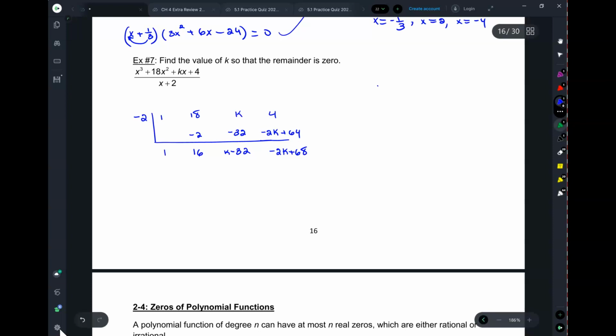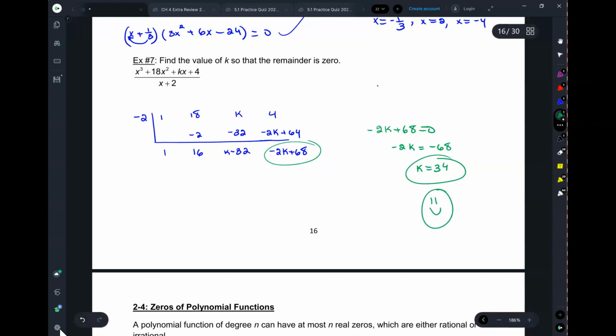But we want the remainder to be 0. So we're going to set that equal to 0, and we're going to get k equals 34. Ugh, I keep writing 64. All right? And that's it. That's the end of that lesson.